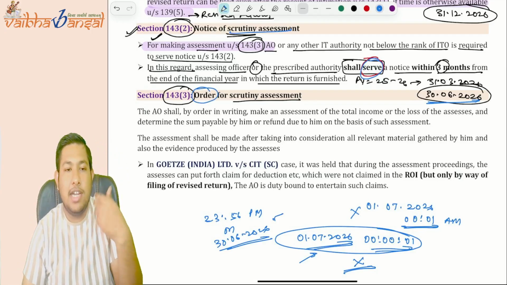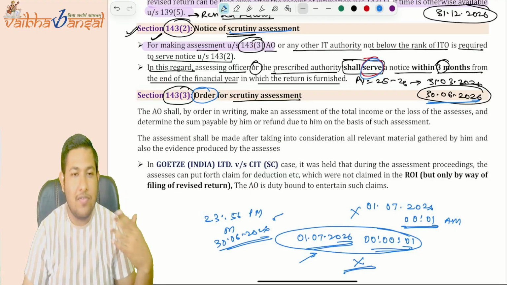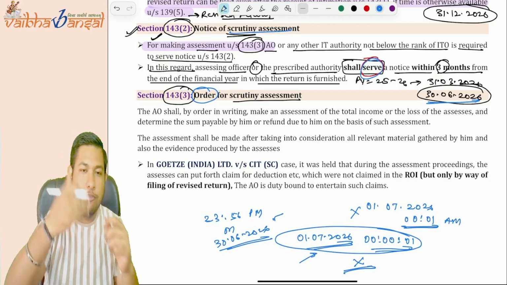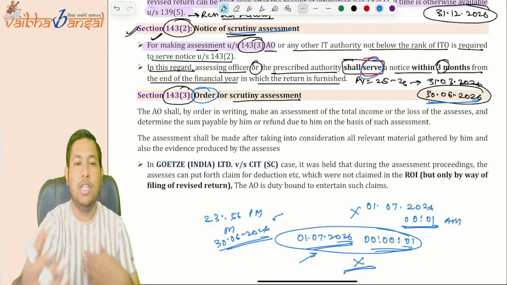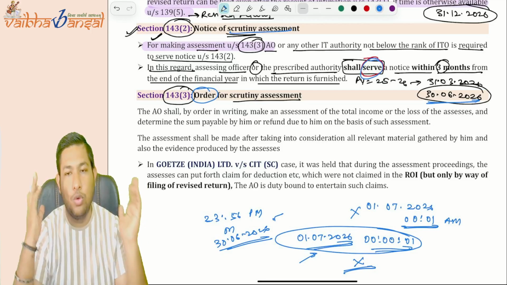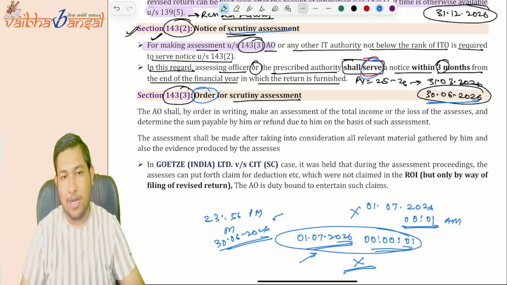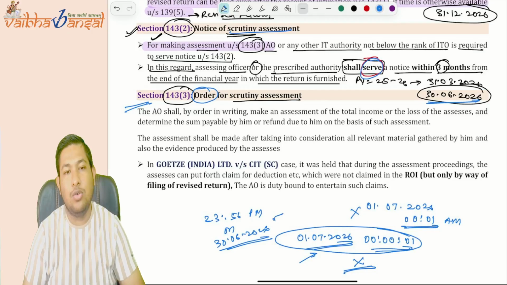See, I have sent a notice. After it, we have a question-answer session. We will send you the notice, you will give me the reply. I will give you the show cause notice, you will give me the reply. All these things will go on and on. After that, the final order of scrutiny assessment will come under section 143. The final order will come under section 143.